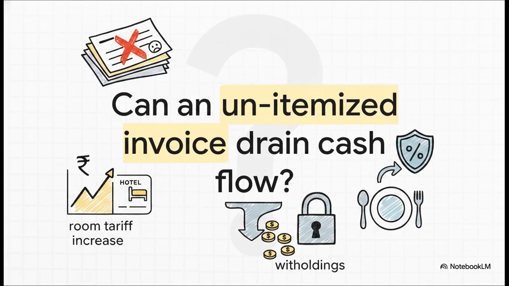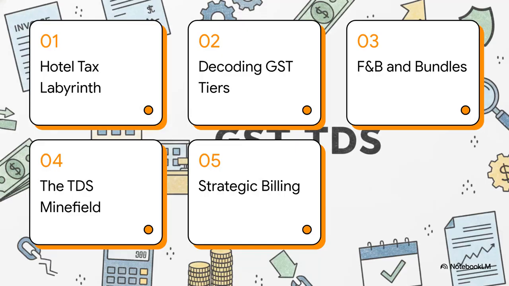Or, think about this. How could bumping a room tariff up by literally just a few rupees for one night permanently change your food and beverage tax rates for an entire year? In this explainer, we're going to look at the incredibly high stakes of misclassifying corporate stays, room tariffs, and restaurant bills. Okay, let's dive right into this.